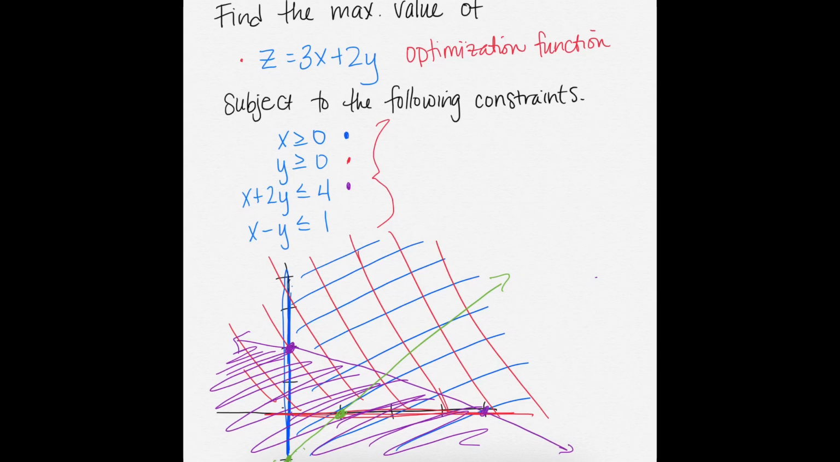So I've got to figure out where I'm shading here. I'm going to plug in 0, 0. So 0 minus 0 is 0. 0 is less than or equal to 1. That is a true statement. So this one shades up here, above it.